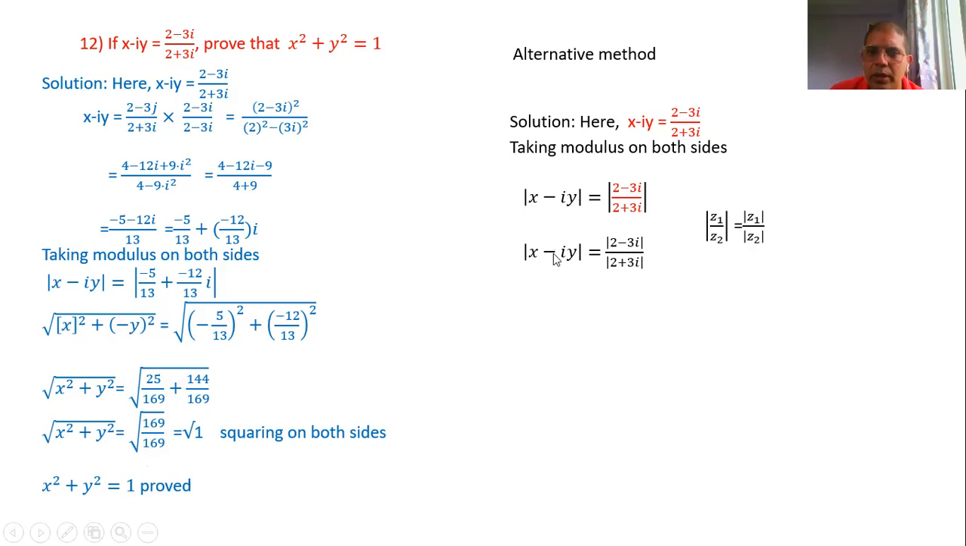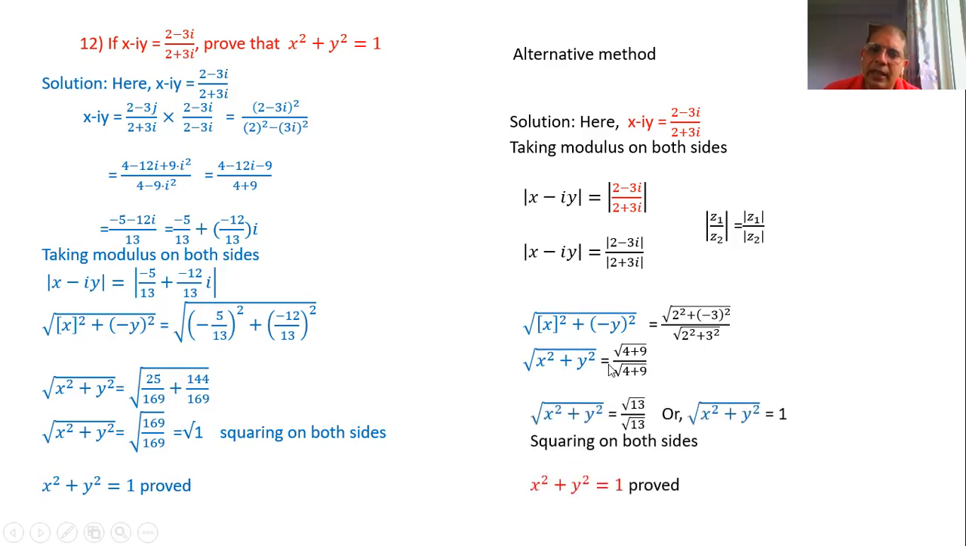Now you can use your formula of absolute value in this term. Now you got root of x square plus y square, and this also, root of 2 square plus minus 3 whole square, and down also root of 2 square plus 3 square. Now it is root of x square plus y square, and it is root of 4 plus 9. Then after that, it is root of x square plus y square is root 13 by root 13, it is 1. Now squaring on both sides, you get x square plus y square is equal to 1. So it is your solution.